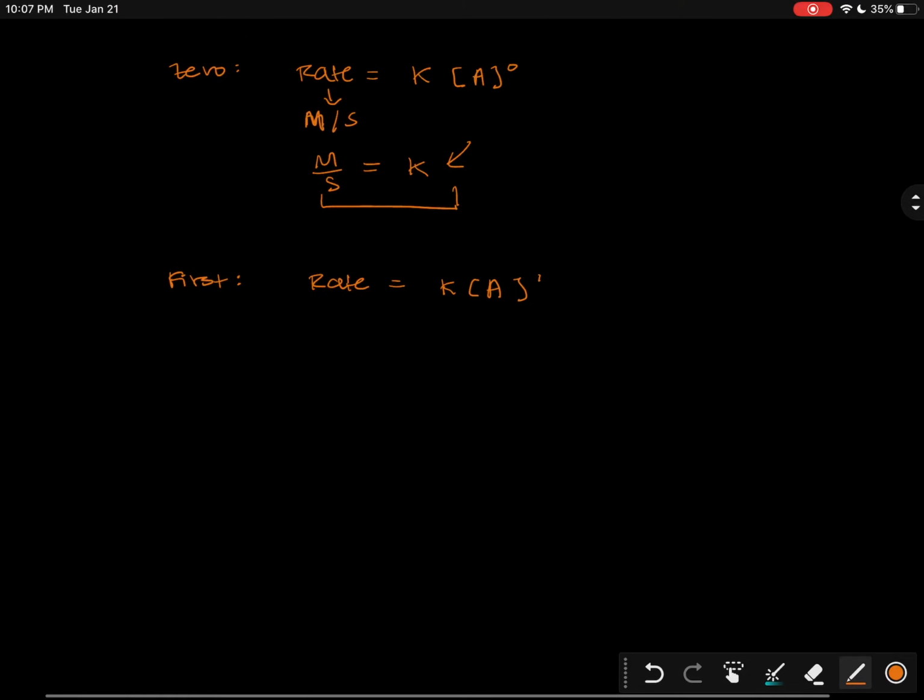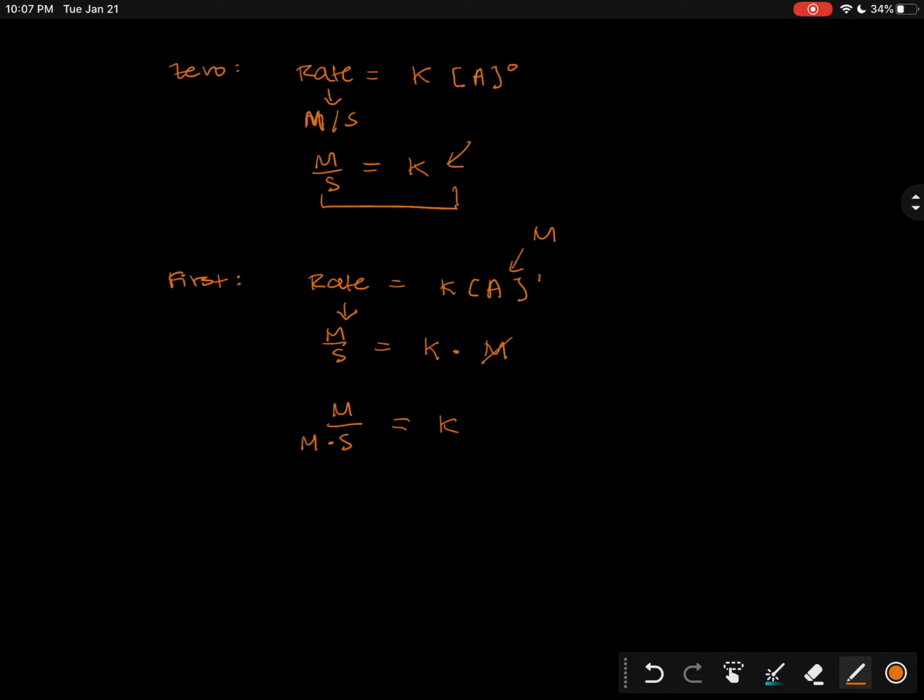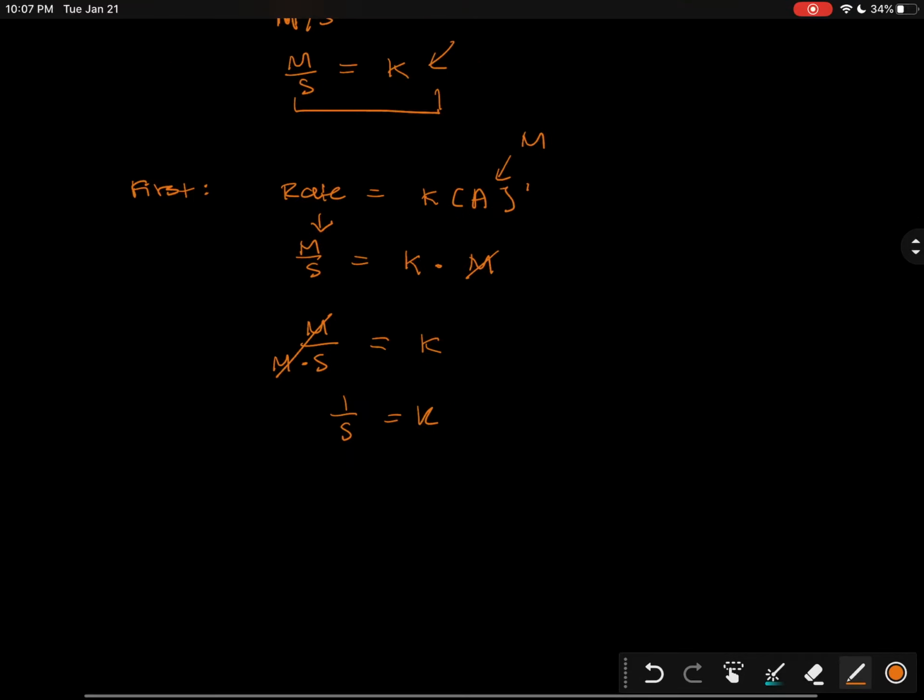So let's go on. Let's do the same thing. Units of rate are always going to be molarity per second equals k times A molarity, right? Because concentration of A equals molarity. So we'll end up getting M divided by S divided by M equals k. And then we'll be able to cross those out, and we get units of k are 1 over S for first order. Okay?